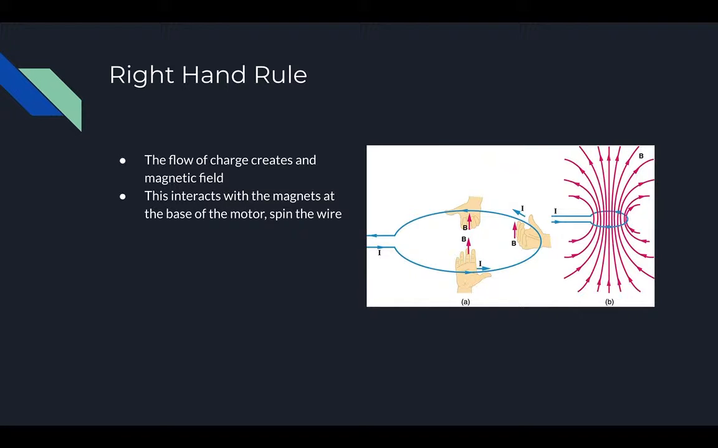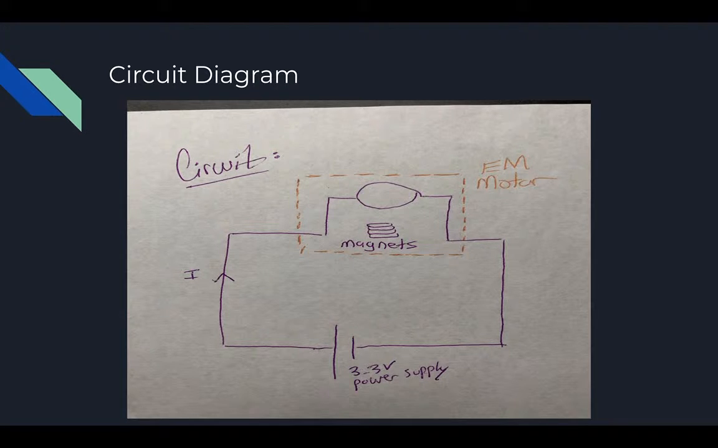So the right-hand rule is the basis of our experiment. It states that it's how the flow of a charge creates a magnetic field. The interaction with the magnets and the base of the motor spins this wire. So this is our circuit diagram. We connected a 3.3 volt battery in series with our electromagnetic motor, shown in the orange box. This provided current to flow through the motor, and the magnets provided a magnetic field.